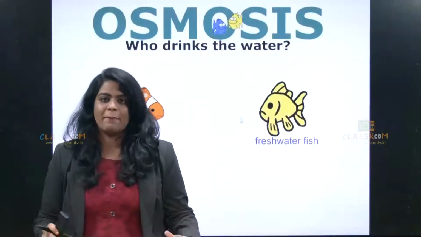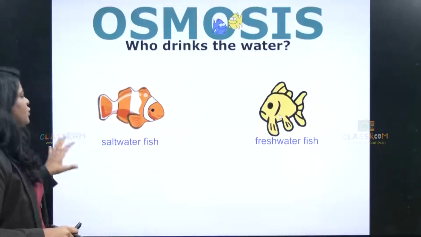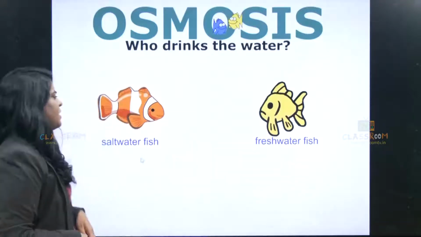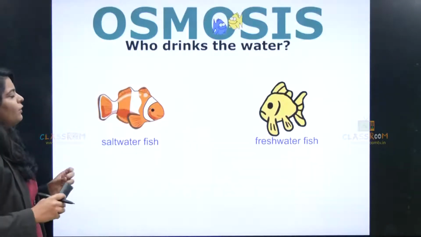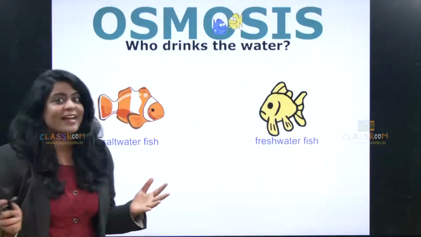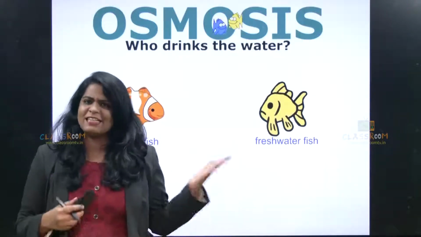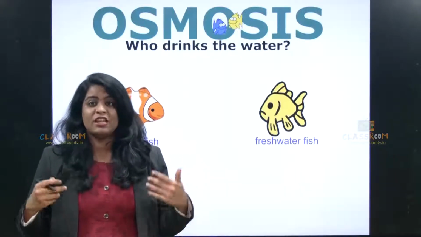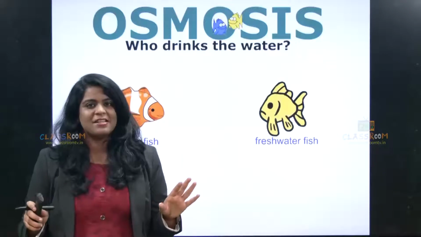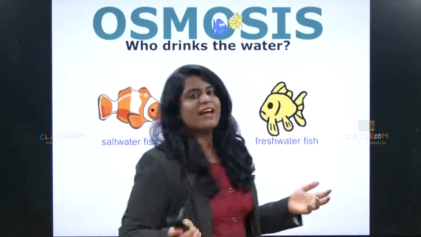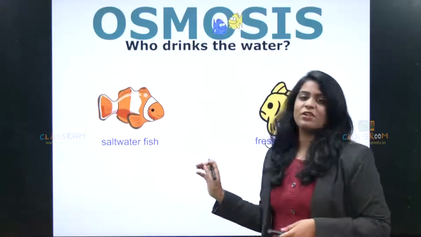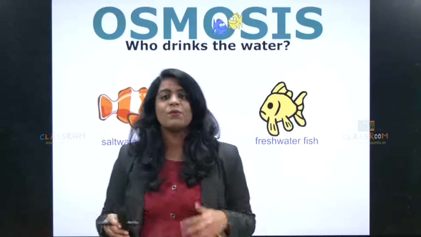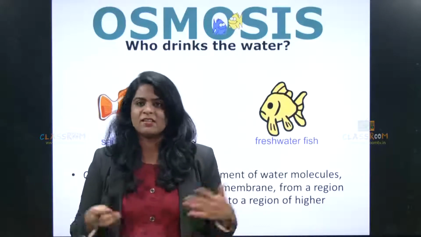So let's talk about osmosis. This is a saltwater fish and this is a freshwater fish. Now what do we notice? Do you know which one drinks what kind of water? And how does it really drink water? How is a tiny fish drinking water? It sounds like a different kind of question, but there is a difference between a saltwater fish and a freshwater fish, and I want you to explore and ask your parents.